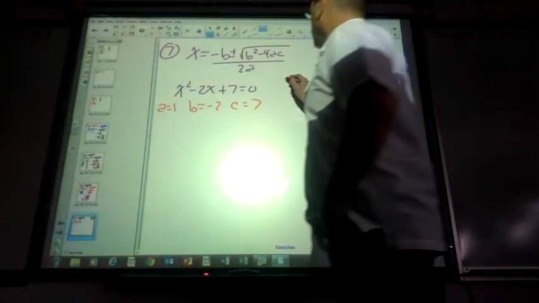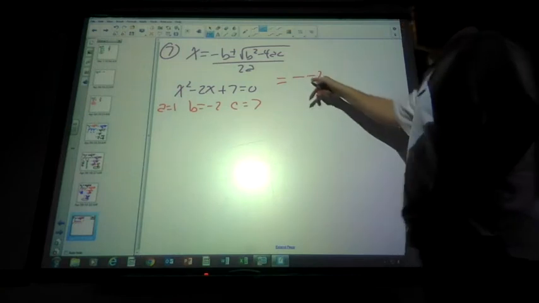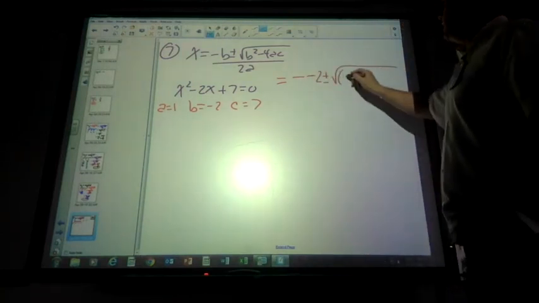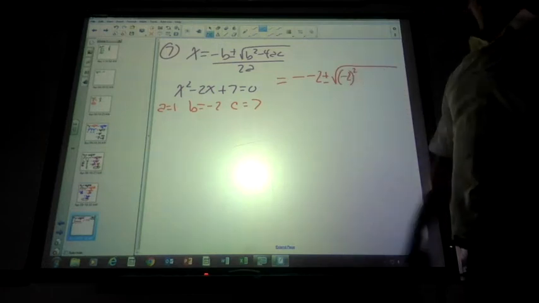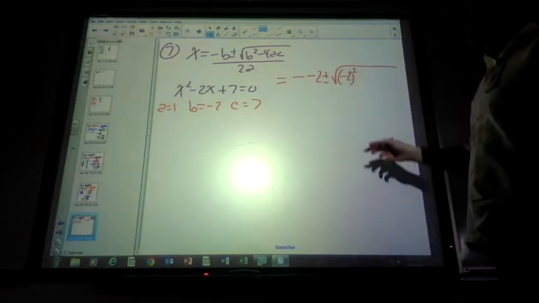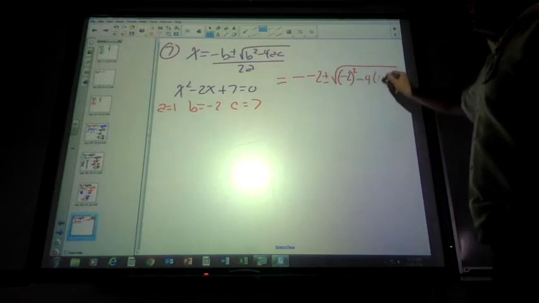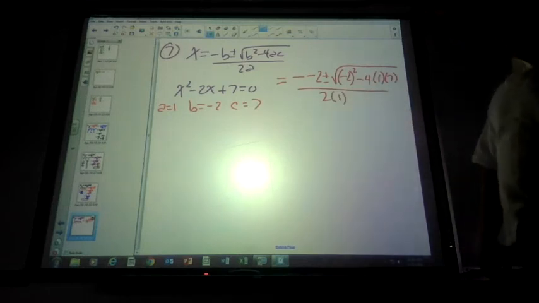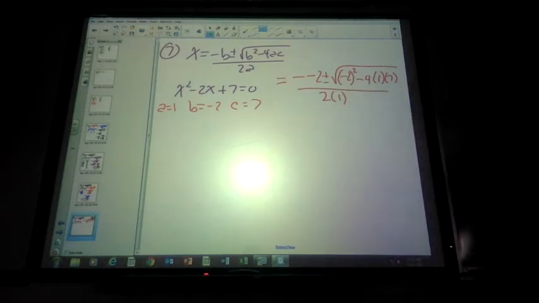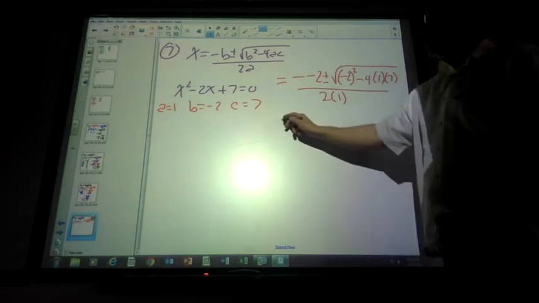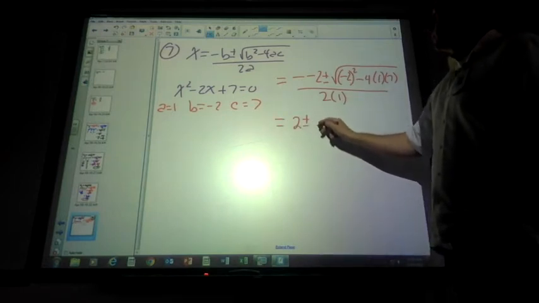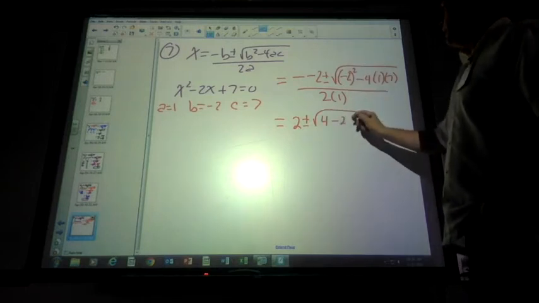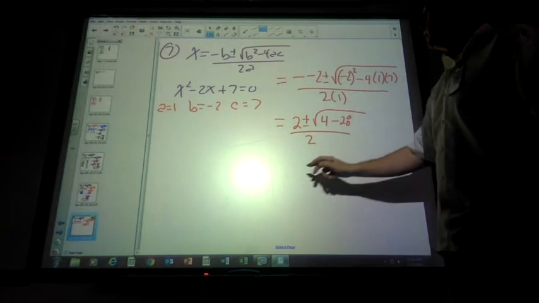Plug on in. So I get negative b. What's going to happen there? It's going to become positive. Good. And a lot of errors will take place here. You're plugging negative 2 into b squared, so your answer there will become 4. And then minus 4ac all divided by 2 times a. Is that okay? Let's start cleaning it up. Negative 2 is positive 2. And then negative 2 as a quantity squared is 4 minus 28 over 2. Uh-oh.